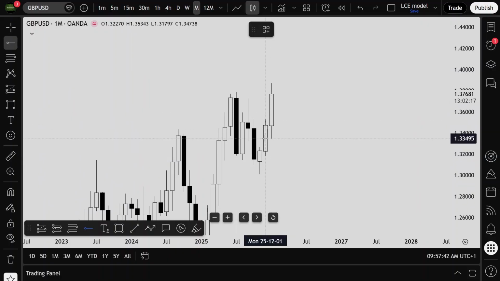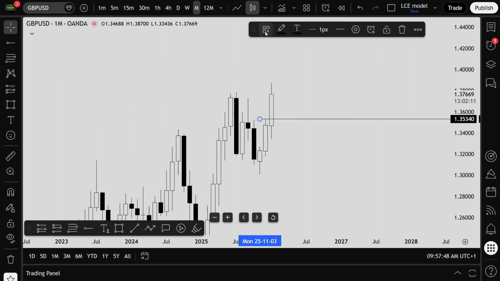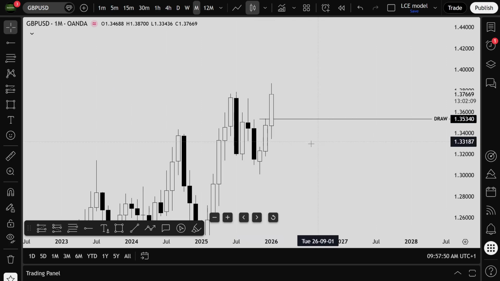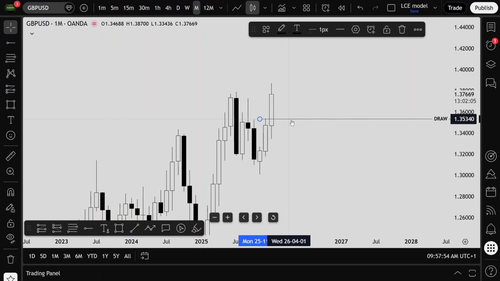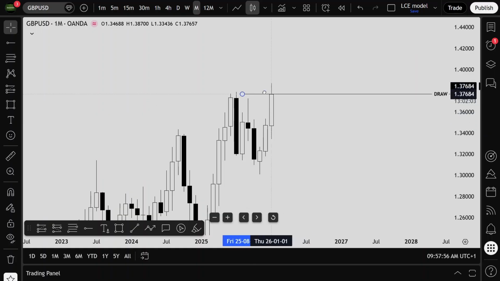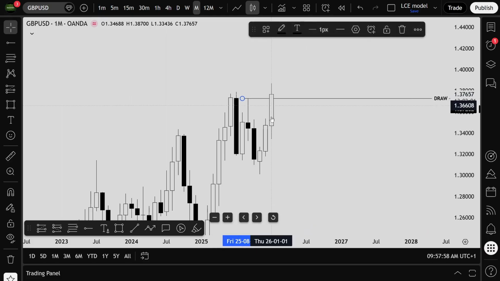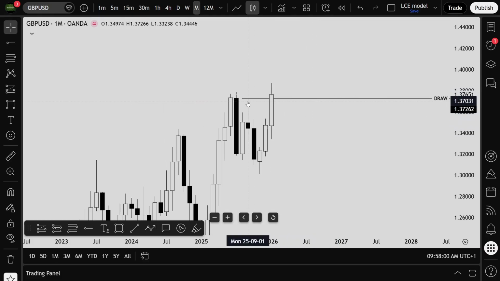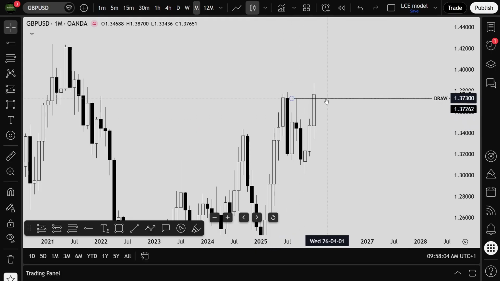This was the December candle. Before we got into January, this candle would have been my draw on liquidity, this high right here. But this draw on liquidity has already been met. So what next would have been our draw on liquidity? Because we are bullish, right? This high right here. Now this high has been met. What next would be our draw on liquidity?